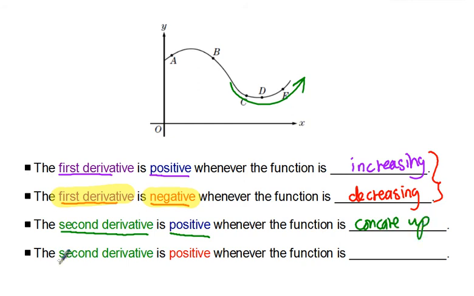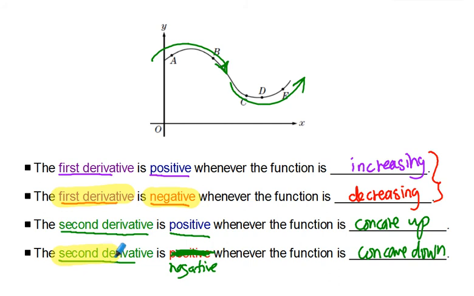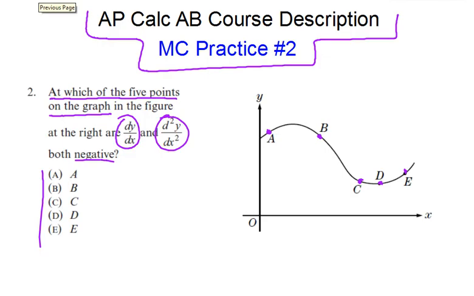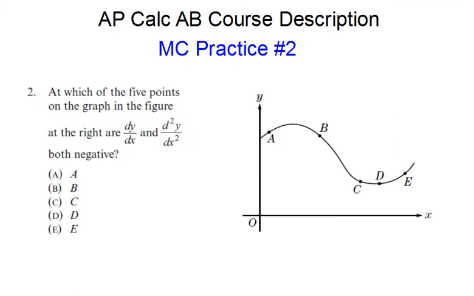And reverse that. Second derivative would be negative. Whoops, should have written negative there. Negative. Whenever the function is concave down, which means we should look to see where the graph is bending down. It's concave down right there. Okay, and once again recall, we're asked to focus on the points where the second derivative is negative. So let's pop back over to the question now and see if we can choose the right answer.